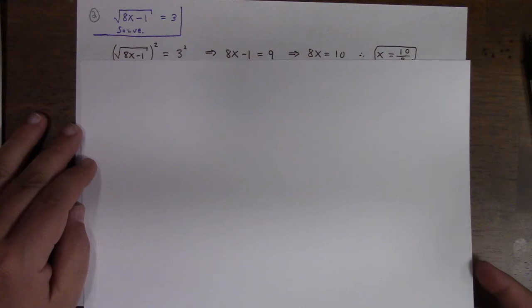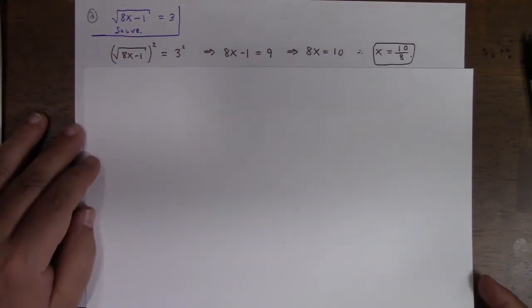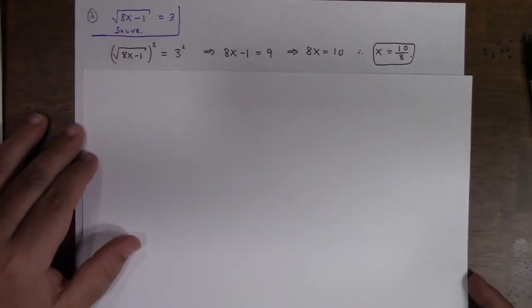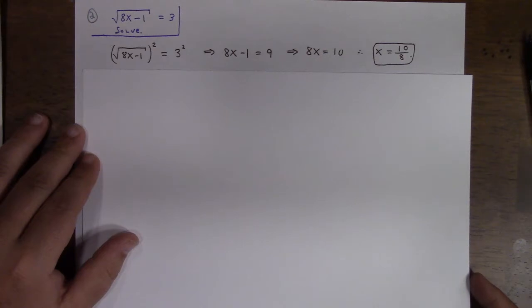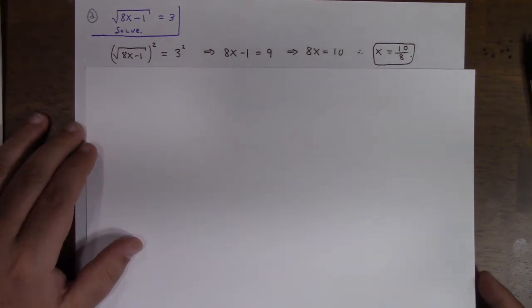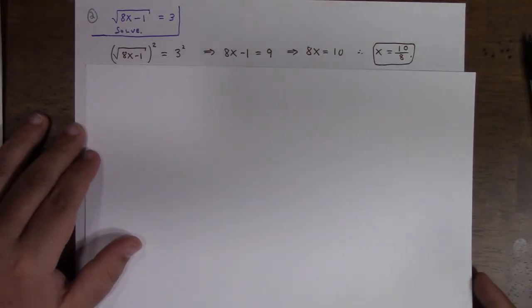Alright, so solve the square root of 8x minus 1 equal to 3. This one's pretty simple. We just square both sides. That gives us 8x minus 1 equals 9. And then move 1 over to the other side, add 1 to both sides, we get 8x equals 10. Divide by 8, done. That's it.